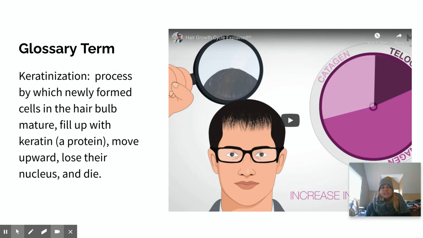It is called keratinization, and it's a process by which newly formed cells in the hair bulb mature, fill up with keratin, which is a protein, move upward, lose their nucleus, and die, right? So we know that this hair down here is dead, okay? I will also link this video to your note slide. It does a really nice job of explaining the hair cycle.